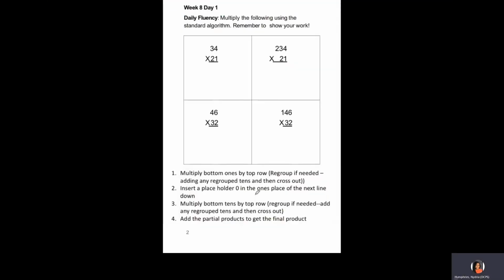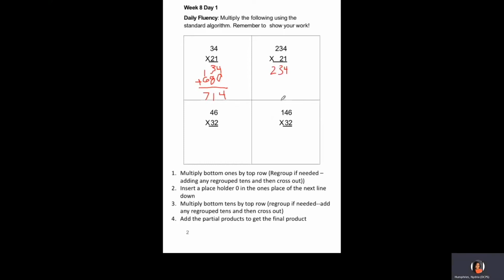So today for our daily fluency lesson, we're going to multiply the following by using standard algorithm. What is the first thing you think we're going to do? Yep, I have it down here. We're going to multiply the bottom ones by the top row. 4 times 1 is 4. 3 times 1 is 3. 2 times 1 is 2.